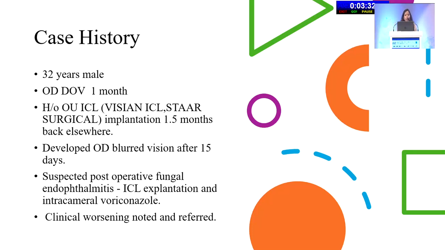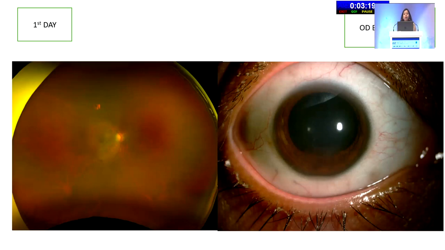post-operative fungal endophthalmitis, and he explanted the ICL and injected intracameral voriconazole. However, clinical worsening was noted, and the patient was referred to us for further management. So this is the first day when the patient presented to us. He had a best-corrected visual acuity of 6/18, N6. As you can see in the slit lamp image, there was a very mild streak hypopyon.